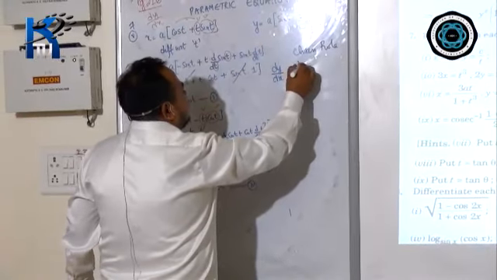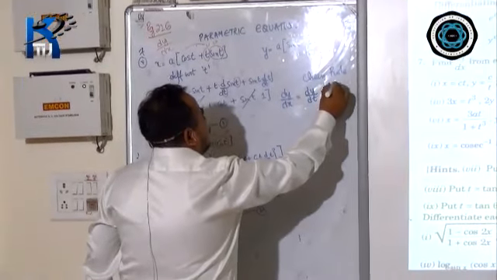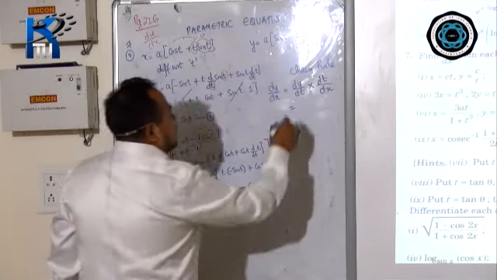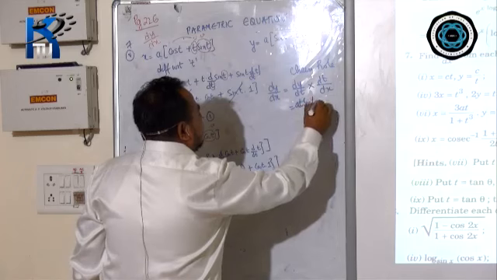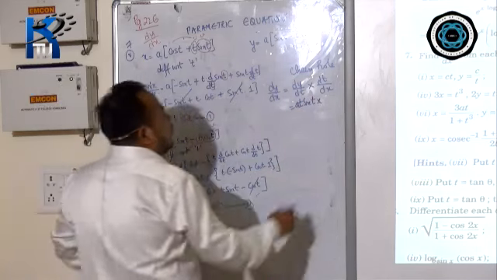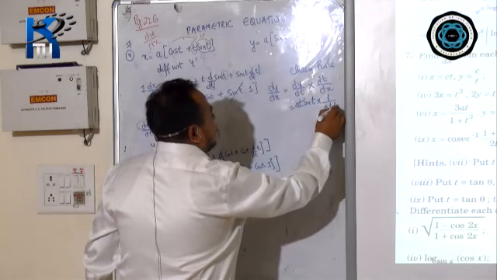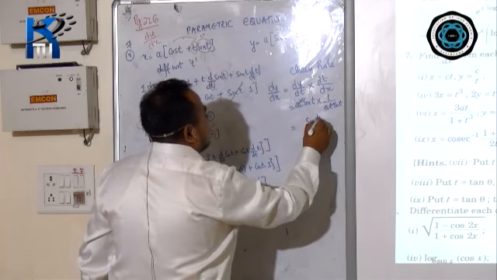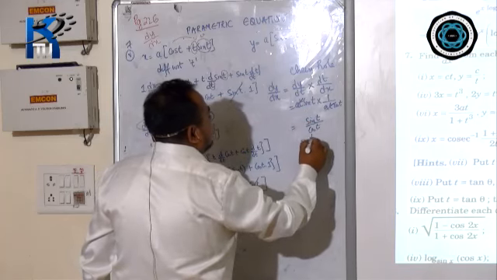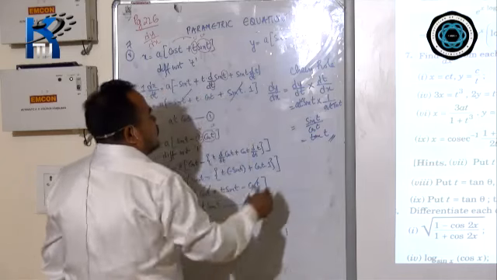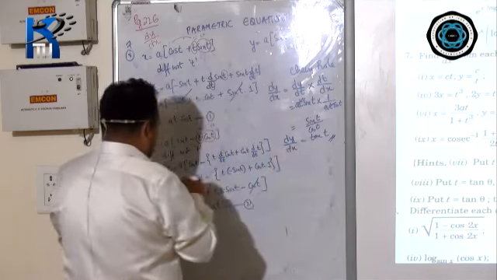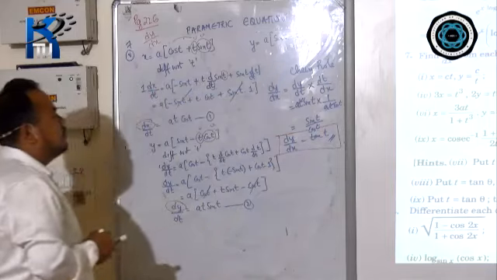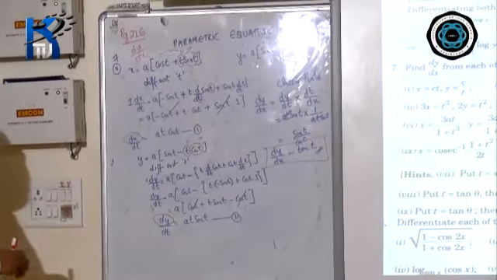So help me out. dy by dx I need. So dy by dt into dt by dx. So help me put the value. What is dy by dt? It is a t sine t into, what is dt by dx? Reciprocal of this, 1 by a t cos t. So a t and a t get cancelled. Sine t by cos t equal to tan t. So the value of dy by dx equal to tan t. So this is your final answer. So this is how you solve a parametric equation.